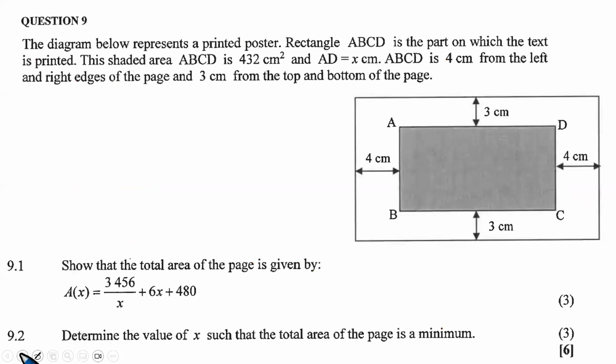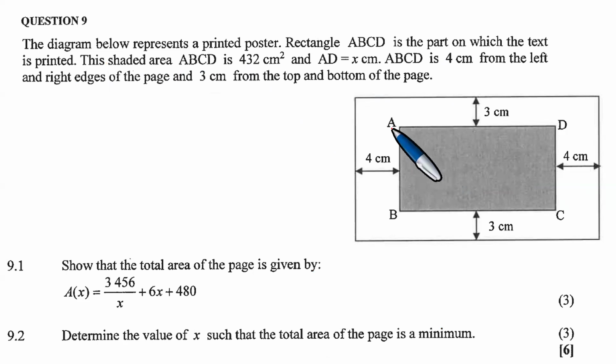Next point. Question 9 is about this diagram here, and it's a very fascinating diagram. The examiners sometimes go way above and beyond to be creative, to get you to learn mathematics, but also to demonstrate your ability in the exam. The diagram below represents a printed poster, rectangle ABCD, the part on which the text is printed. This shaded area ABCD is 432 square centimeters.